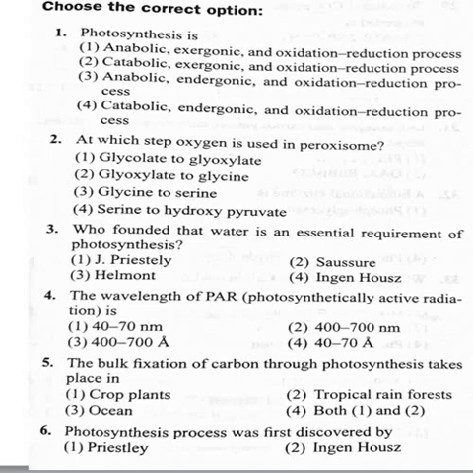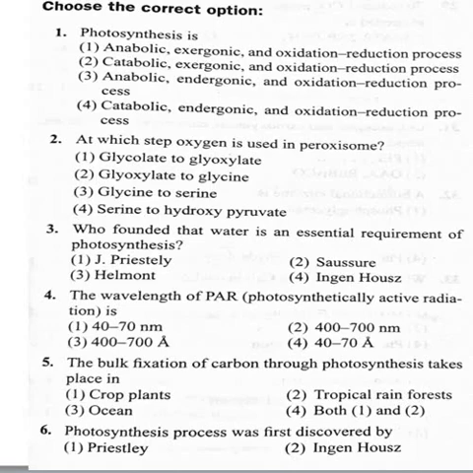So coming to the third bit, who founded that water is an essential requirement of photosynthesis? Option 1 Joseph Priestley, option 2 Saussure, option 3 Helmont and option 4 John Ingenhousz. These are the four options that they have given. You know that Joseph Priestley discovered oxygen, that is he performed the experiment and discovered that plants produce the substance in air which is required for burning, that is nothing but oxygen. So Joseph Priestley proposed that oxygen is required for photosynthesis.